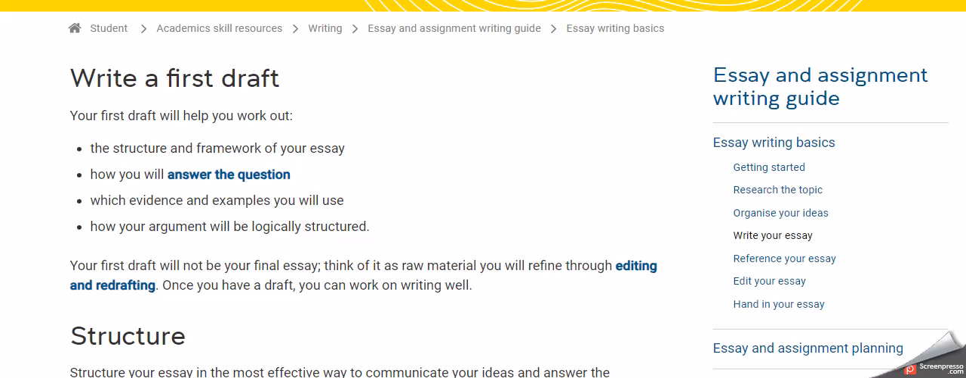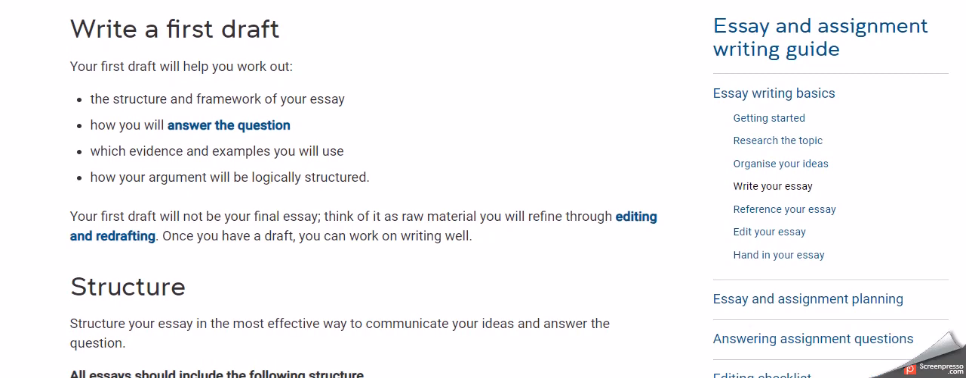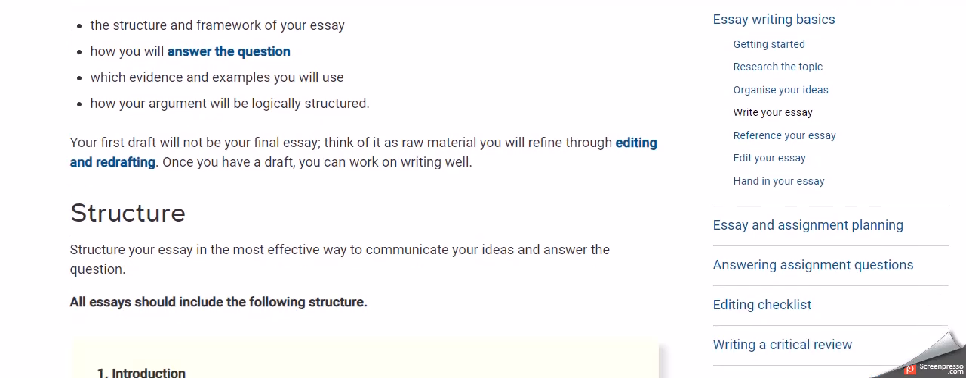Your first draft will not be your final essay. Think of it as raw material you will refine through editing and redrafting. Once you have a draft, you can work on writing well, okay? Now let's see these different elements that we have talked about one by one.